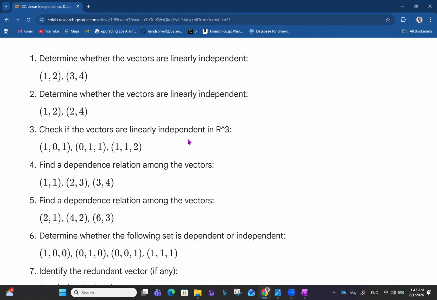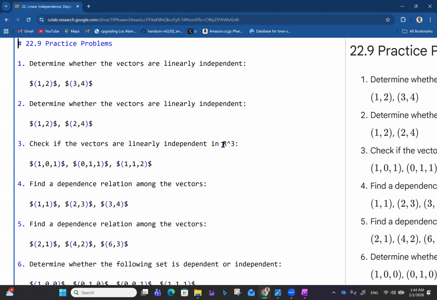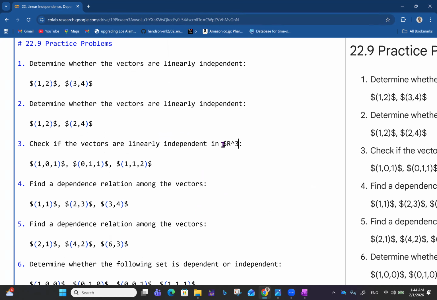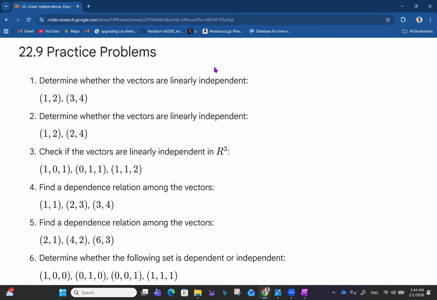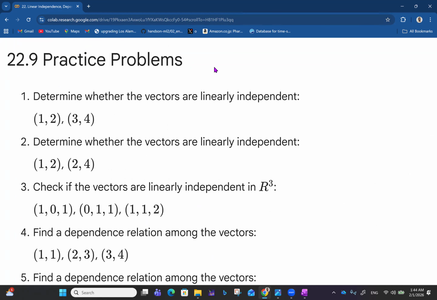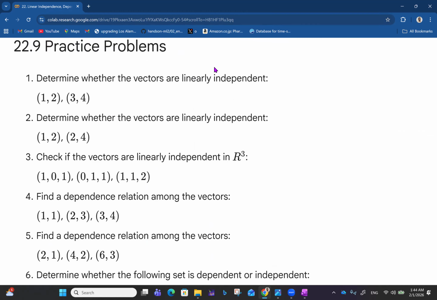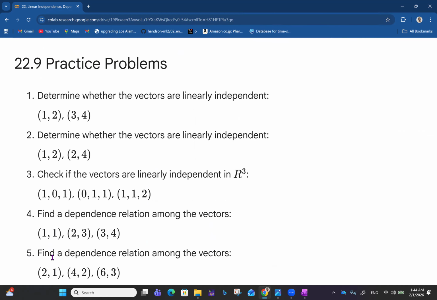Check if the vectors are linearly independent in R3. Okay, they are linearly independent in R3. And then like we did before, you can do the row echelon. There are many approaches, so you just choose which one you want to use. You can set them up and do it. I think I saw this kind of question previously. So you put them in echelon form, and if you have any zero row, then they are linearly dependent. If there's no zero row, they are linearly independent.